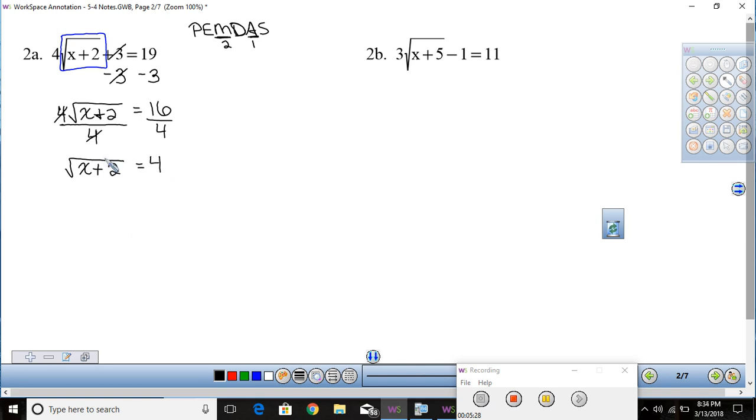All right, and then I know that you kind of want to subtract 2 at this point, but you can't do that yet because it's still under the square root. So you've got to get rid of the square root first. And to do that, you will square both sides. So now the square and the square root cancel, and on this left-hand side, I've just got x plus 2.